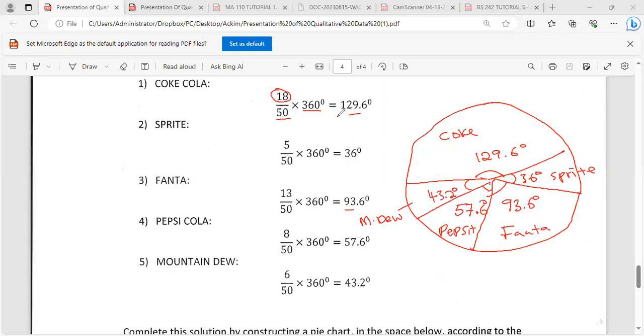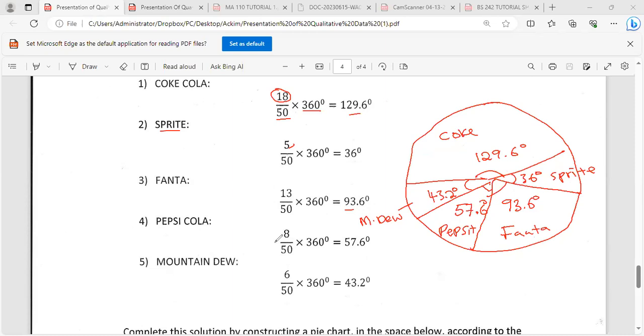Same applies when we came to Sprite. There are five Sprite drinks, then over 50, times 360, we get 36 degrees. We came to Fanta, there are 13 Fanta, 13 over the total 50 times 360, we get 93.6 degrees. Pepsi, 8 over 50 times 360 degrees equals 57.6 degrees. Mountain Dew equally, 6 over 50 times 360 degrees, we get 43.2 degrees.